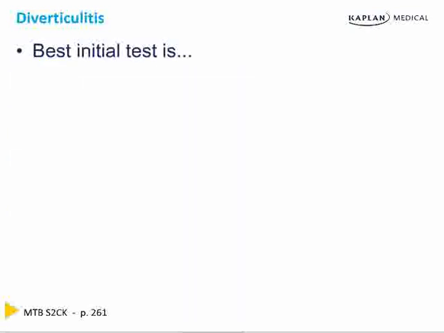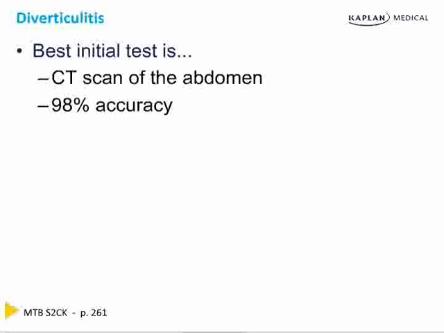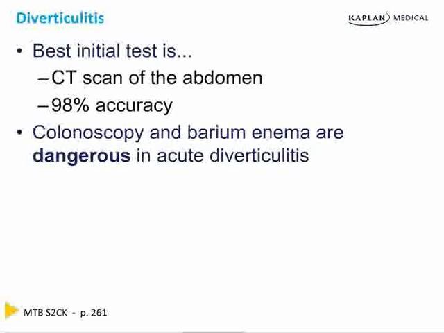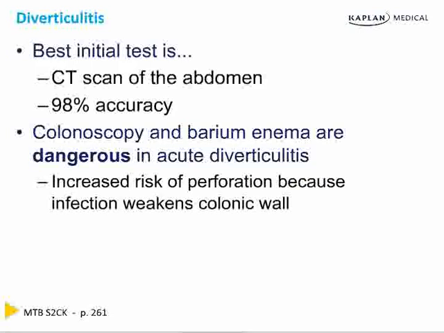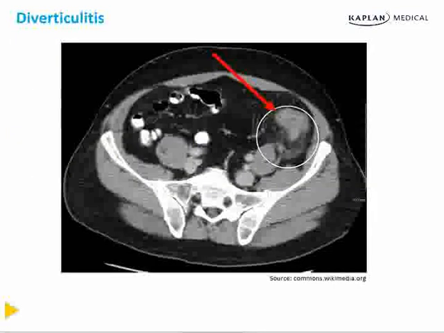The best initial test is a CT scan of the abdomen. It actually has a 98% accuracy. A colonoscopy and barium enema are dangerous in acute diverticulitis. There's an increased risk of perforation because the infection weakens the colonic wall. So think about it. You introduce a colonoscopy. You inflate air with the colonoscopy. And then your weakened bowel wall goes pop. Here's an example of diverticulitis in the left lower quadrant as detected by a CT scan.